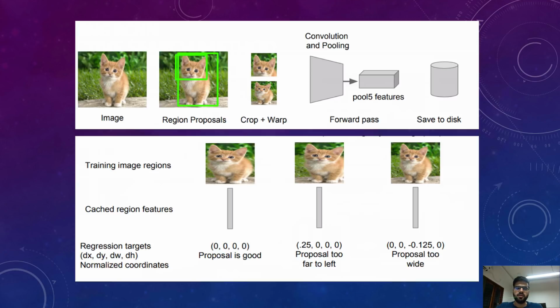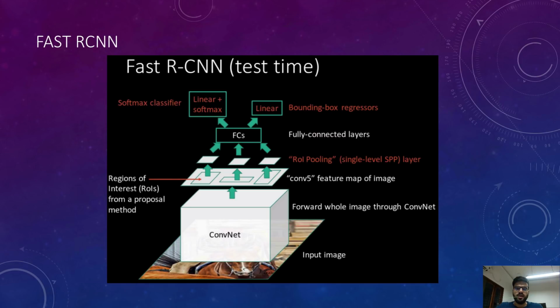In the image below, you can see that the first is a good proposal. The second and the third proposals are not that good. So a bounding box regression will try to correct these and try to learn a better bounding box for the final image.